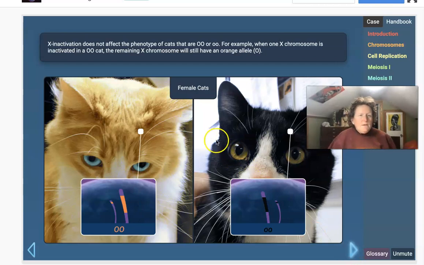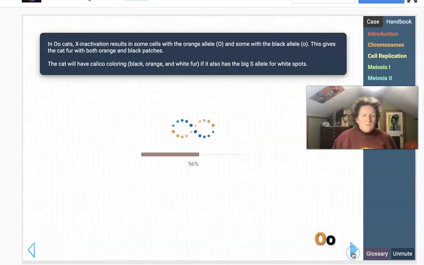X inactivation does not affect the phenotypes of cats that are big O big O, or little o little o, because they get two of the same alleles. When one X chromosome is inactivated in a big O cat, the remaining X chromosome will only have orange alleles. Same with black. If you have little o, you're black, and if you inactivate one of your X chromosomes, it's always going to be black, because black is the only choice you have if you have two little o's.